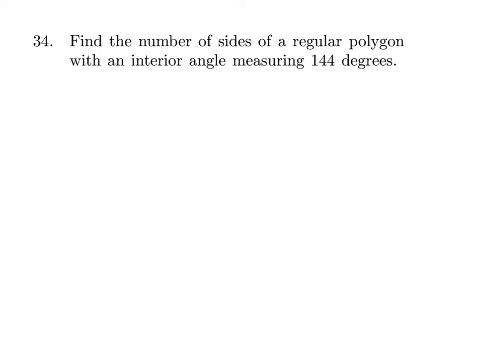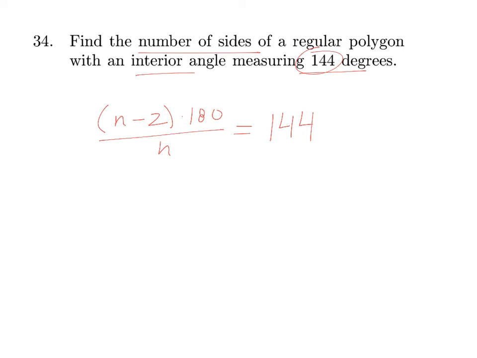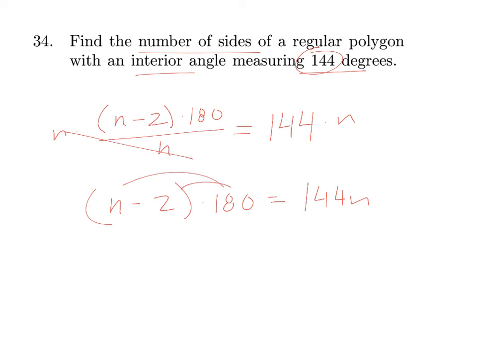Find the number of sides of a regular polygon with an interior angle measuring 144 degrees. All right, so the formula for finding interior angles is n minus 2 times 180 over n. And that's equal to, in this case, they tell you what each angle is supposed to be, 144. So now I just need to figure out the number of sides, which is n. So I need to get rid of this fraction, multiply by n on both sides. N minus 2 times 180 is equal to 144n. I'm going to distribute. I have 180n minus 360 is equal to 144n.